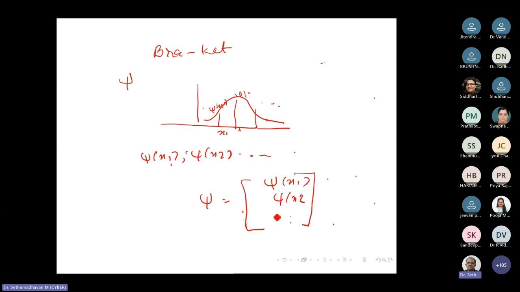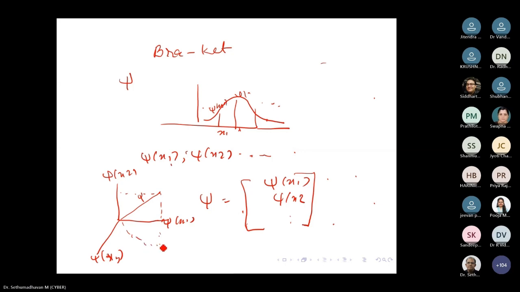This type of column vector I can use. And once this is there, I will use this vector notation basically. I will use this as psi x1, this as psi x2, and this as psi x3. I can use only a three-dimensional plane. This is a psi function, and it is coming like this. It is coming like this, and this its reflection.